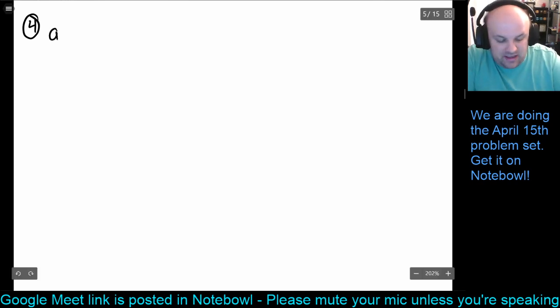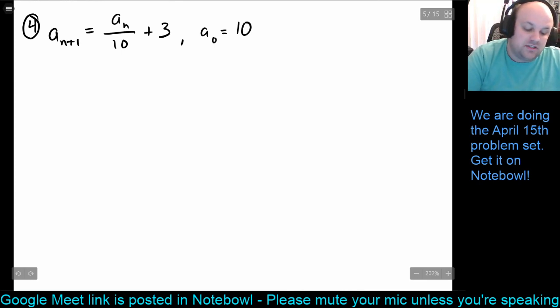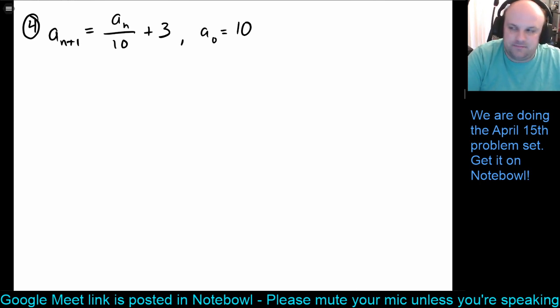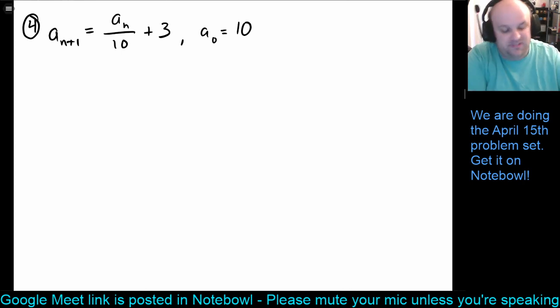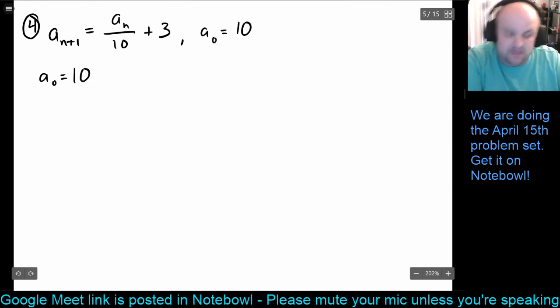So here we have a_{n+1} = a_n over 10 plus 3. And here I'm actually specifying that a0 is 10. So actually our sequence here is starting at 0. That's fine. So we still want to write down the first 4 terms. The first term is a0, which is 10.